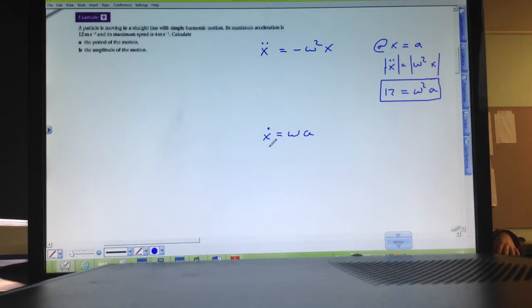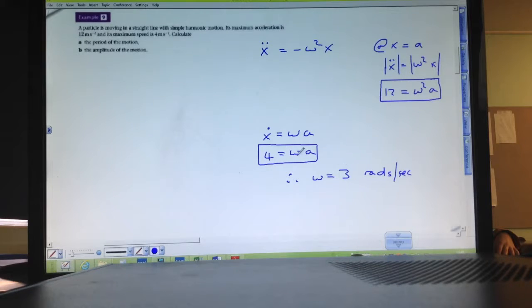Okay, and we know that this is equal to 4. So 4 is equal to omega A. Okay, divide one by the other. And you've got, therefore, omega is equal to 3. It is 3, isn't it? 12 divided by 4. 3. And it's rads per second. Okay, omega is 3 rads per second.